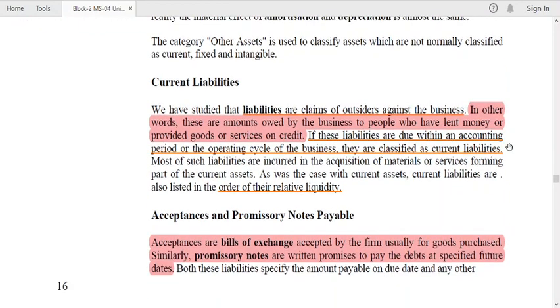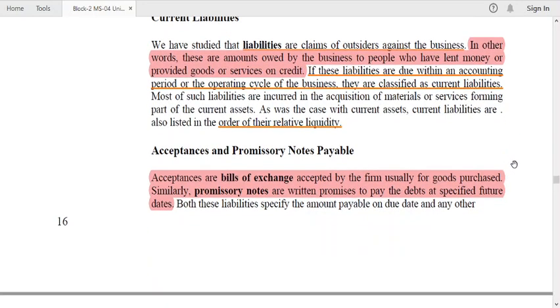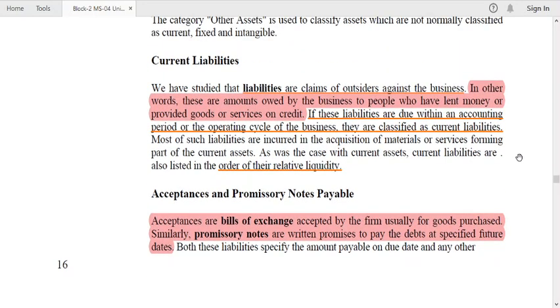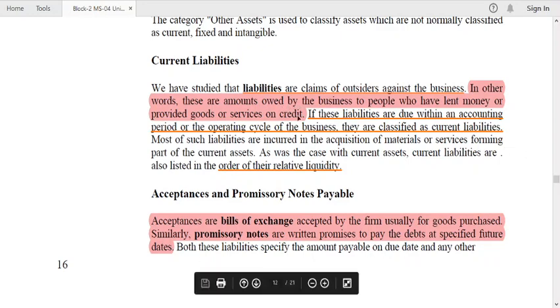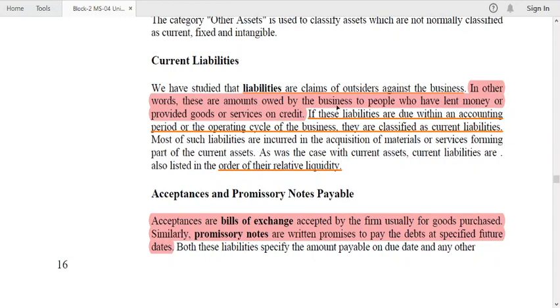Fine. We'll go to the right hand part of the balance sheet, the liabilities part. Among these liabilities, they are grouped according to liquidity. Whatever is due immediately in the near future is called current liabilities. Okay, these amounts are owed by the business. Current liabilities are amounts owed by the business, obliged to pay, to people who have lent money or provided goods or services on credit. On credit means the company has taken goods and services but has not yet paid the money.